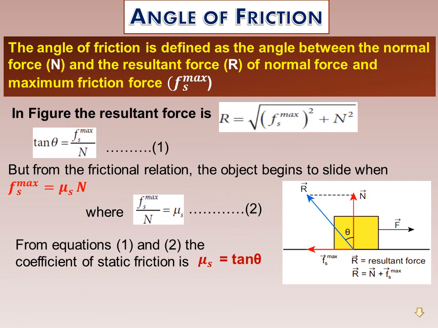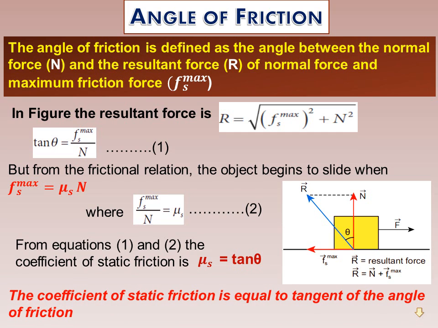From equations 1 and 2, the coefficient of static friction mu s is equal to tan theta. Because instead of Fs max, we substitute mu s N here, and you can cancel the N on both sides, so you get tan theta is equal to mu s. Therefore, the coefficient of static friction is equal to the tangent of the angle of friction. Remember, the coefficient of static friction is equal to the tangent of the angle of friction.